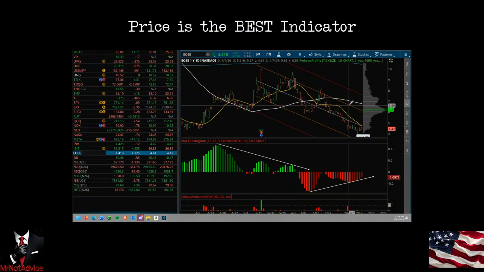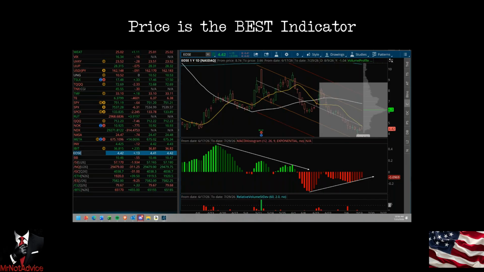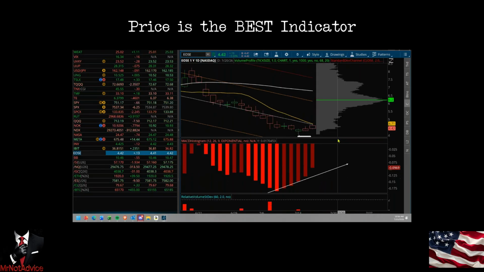I mean, what's the highest potential here today for EOSC? How do you read this chart? I'll tell you how I read it. I've got divergence on the MACD. Selling momentum is definitely dying.